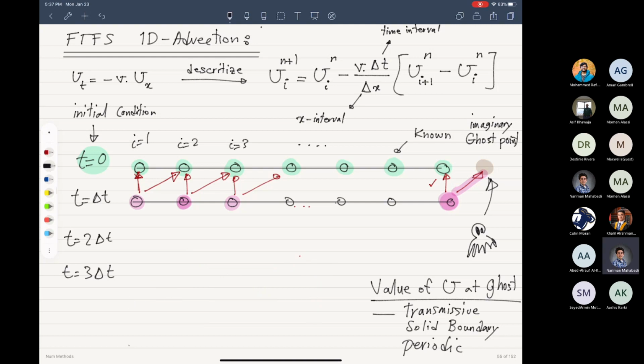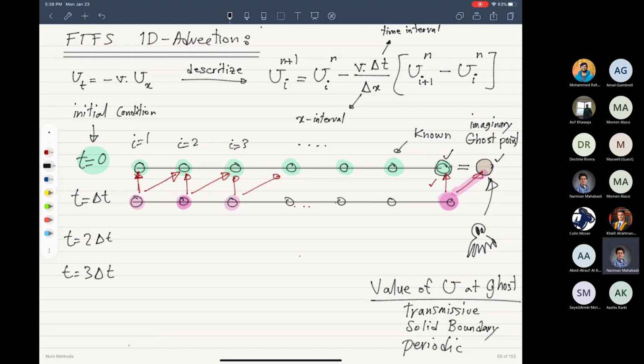For a transmissive system, what you can do is equalize the ghost value to be equal to the previous value, right? For the initial condition, this is known, but the ghost point now is also known if this is transmissive. We're going to see what would happen to the solid and periodic boundary later. Okay, so once you have the ghost point, then you should be fine, right? You can find the unknown function at this point too.